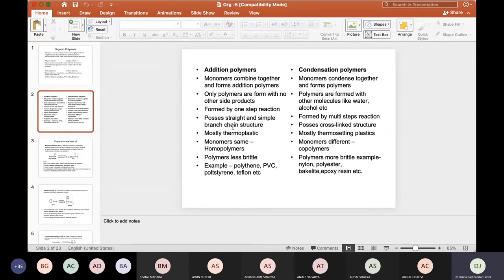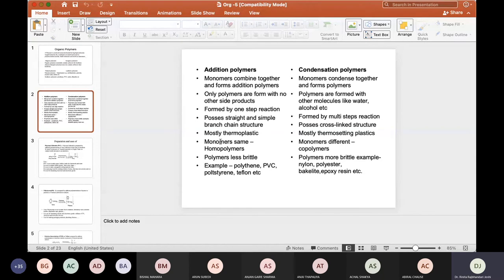If you go to the structure, they possess a straight chain and simple branch chain. Straight chain, like an ordinary chain, just a simple chain, or it may be a branch chain.